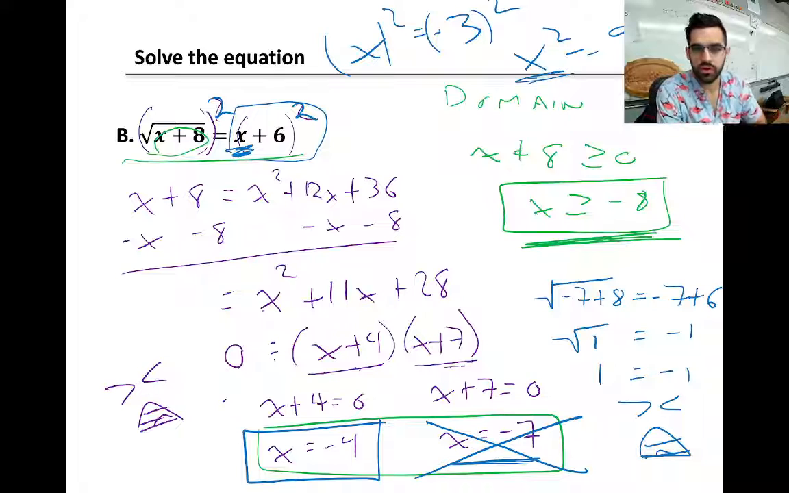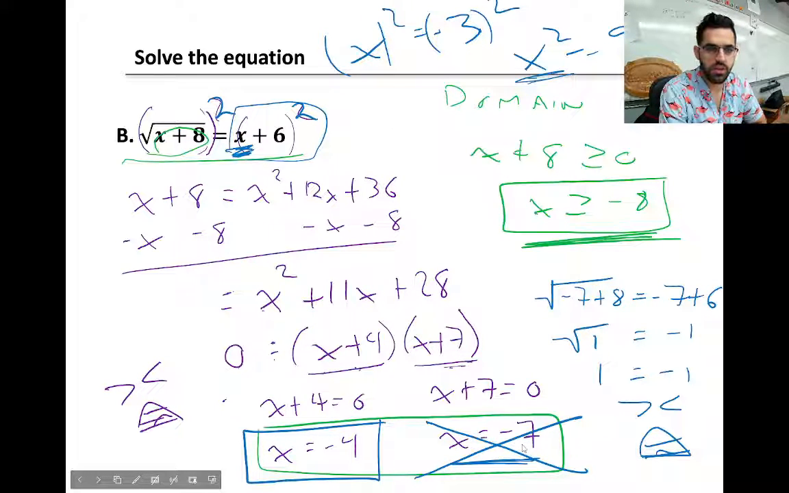So what we want to do is take our two answers, negative 4 and negative 7, and consider those answers in terms of x plus 6. Now if I take a square root of something, the domain restriction says it has to be greater than or equal to 0. So whatever this is equal to on the left has to be equal to a positive number. So x plus 6 has to be positive.